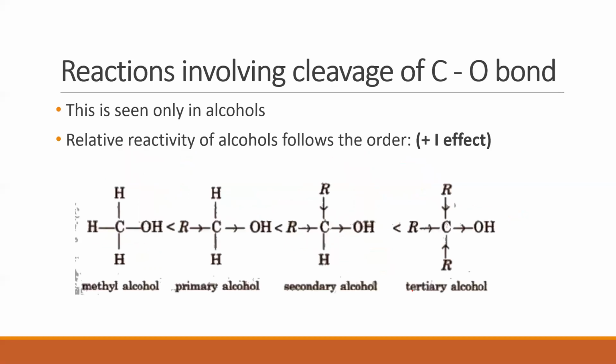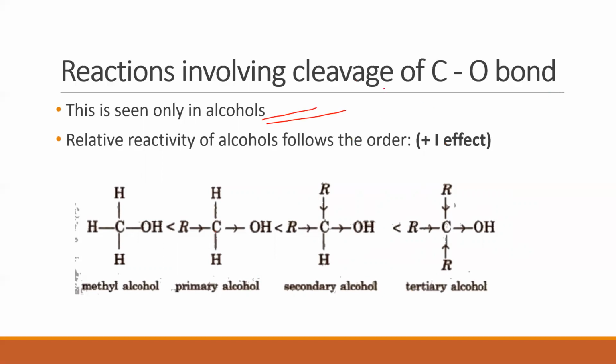Those were the two reactions which came under the first category, reactions involving cleavage of the OH bond. Now coming to the second type of reactions, reactions which involve the cleavage of the CO bond in alcohols. I have an ROH. So here we are trying to break the bond between C and O. Now this is seen only in alcohols, very important.